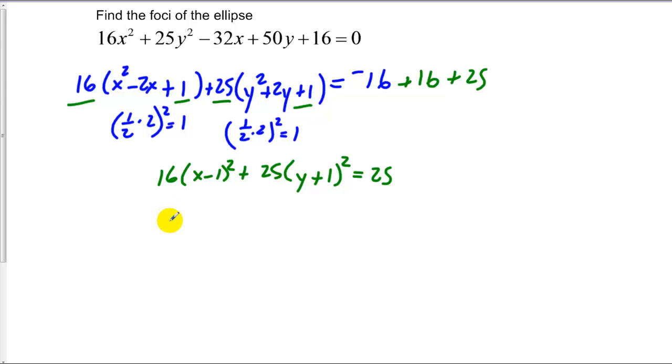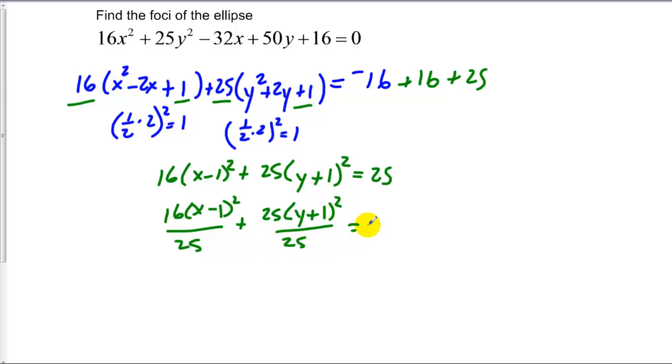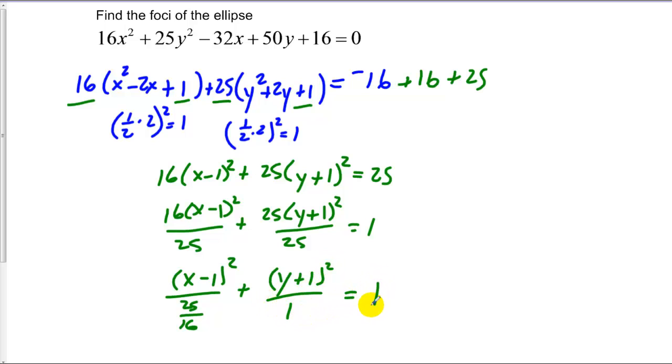I divide and I get 16 times x minus 1 squared over 25 plus 25 times y plus 1 squared over 25 is equal to 1. Clean this up, put it in the appropriate form. X minus 1 quantity squared over 25/16 plus y plus 1 quantity squared over 1 is equal to 1.